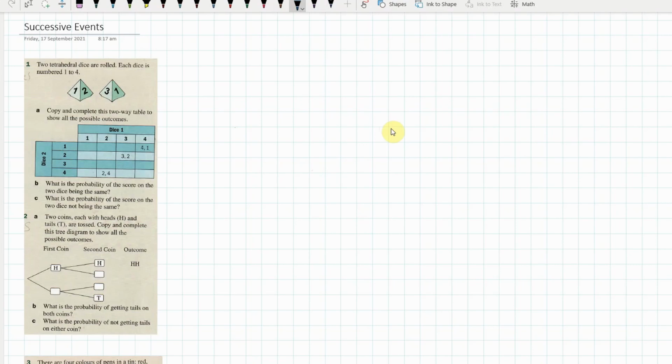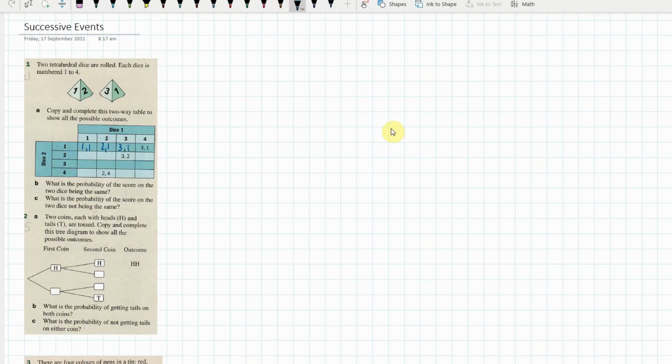We've got two tetrahedral dice. They are four-sided dice, so they're numbered 1 to 4. And we've got to copy and complete this two-way table. So imagine dice 1 got a 1, and you can see here that dice 2 is also getting a 1 at that point. So we can get a 1 and a 1. We can get a 2 and a 1. That's when we've got a 2 here and a 1 there, right?